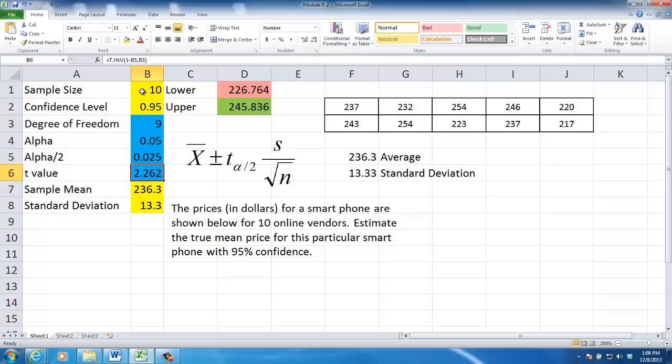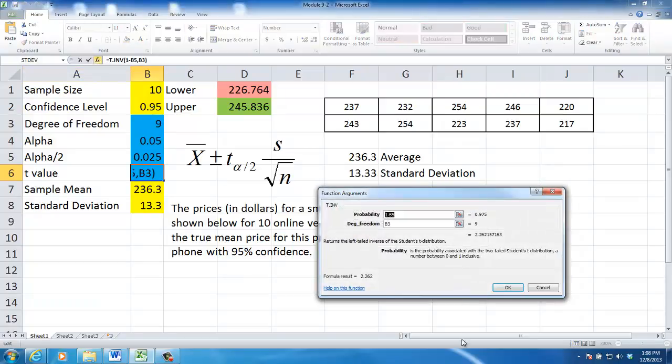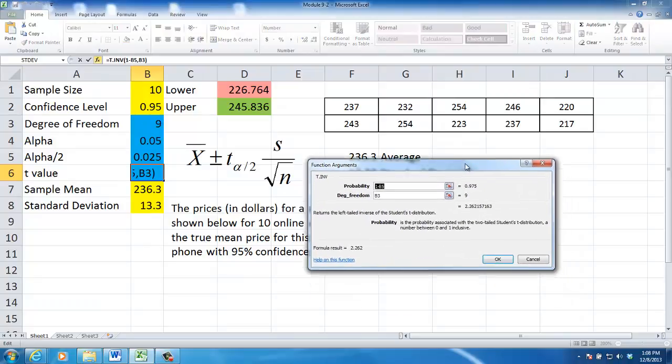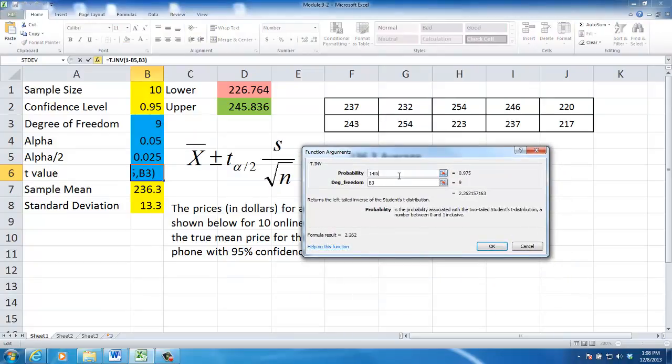And the t-value is T.INV, 1 minus B5, comma B3. Let me put this here. So the reason I use 1 minus B5 is because Excel shows the left side. If I put only B5, that will be only the area under 0.025. But I want the other side, which is 1 minus B5. So degrees of freedom, B3. So always use 1 minus B5.